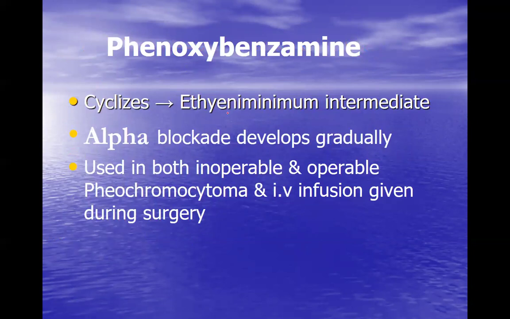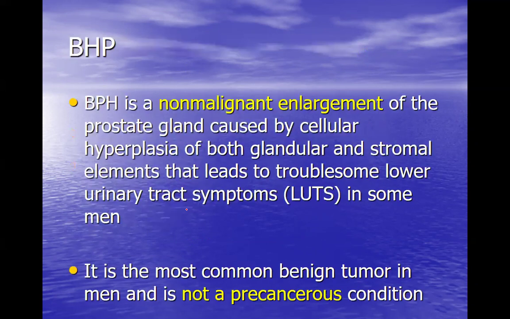Phenoxybenzamine is one of the drugs that could be used for pheochromocytoma, though the treatment of choice is to undergo an operative procedure. Phenoxybenzamine cyclizes to an ethylene iminium intermediate, and this causes blockade of the alpha receptor. It could be used in both inoperable and operable pheochromocytoma, and it could also be given as an IV infusion during surgery so as to prevent spillage of the catecholamines.